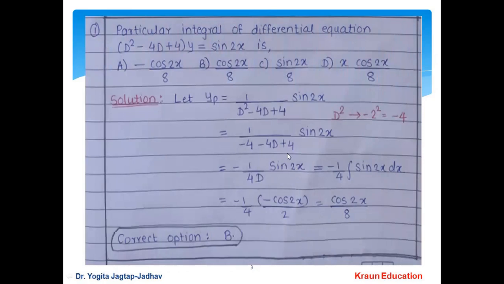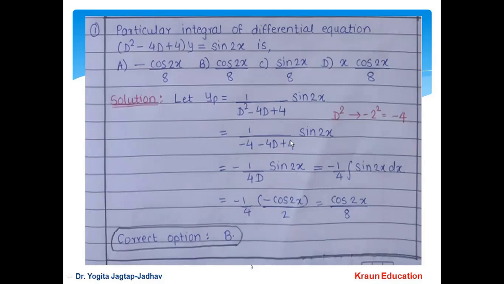Now look at the first example. We have to find the particular integral of D square minus 4D plus 4 operating on y equal to sine 2x. By definition of the particular integral, we can write yp is equal to 1 upon D square minus 4D plus 4 operating on sine 2x. And as you know, for sine of ax plus b, we have to replace D square by minus a square. The value of a here is 2. Therefore, we replace D square by minus of 2 square, that is minus 4. Now, replacing D square by minus 4, we have 1 upon minus 4D plus 4 operating on sine 2x.